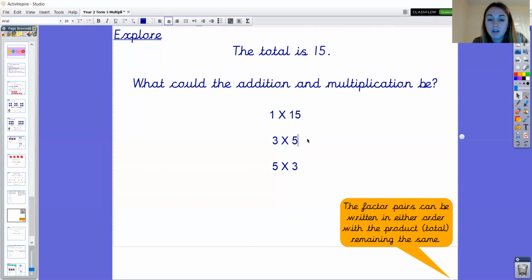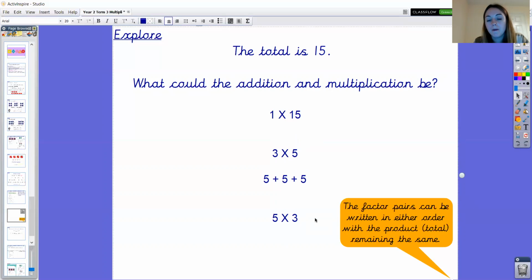Well done, Year 2. So let's have a look together. So 3 lots of 5. So I need 3 groups of 5. So 5, add 5, add 5. Brilliant. Okay, I'm just going to separate this so it's really clear to read.